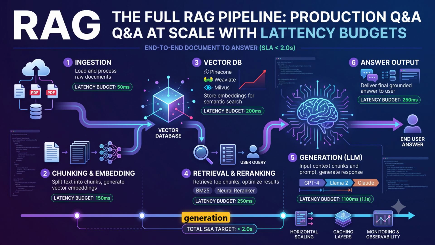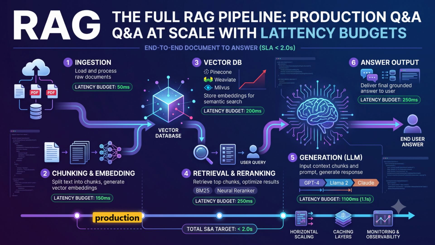Look at that generation block on the right. This is where your latency budget gets decimated. Even with optimization, feeding those context chunks into GPT-4 or Claude eats up 1.1 seconds. The LLM is almost always the bottleneck.